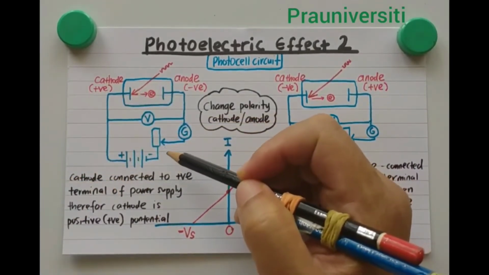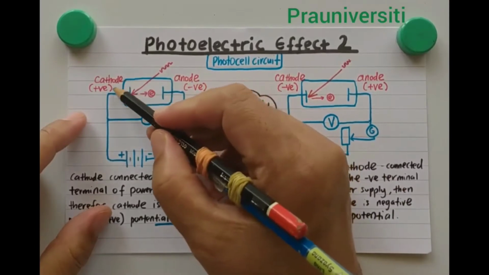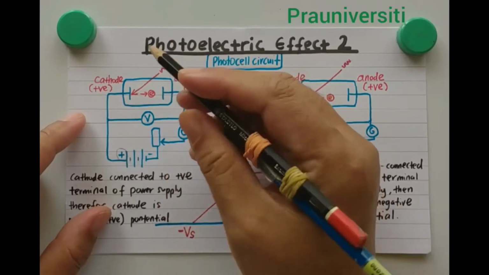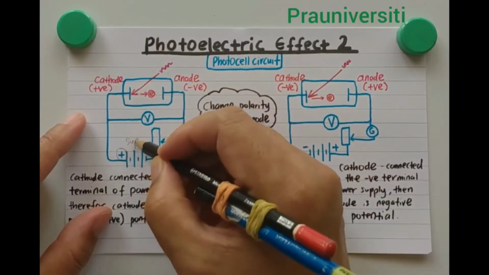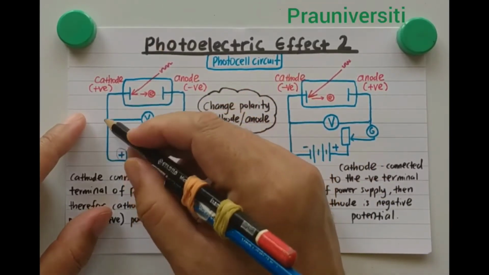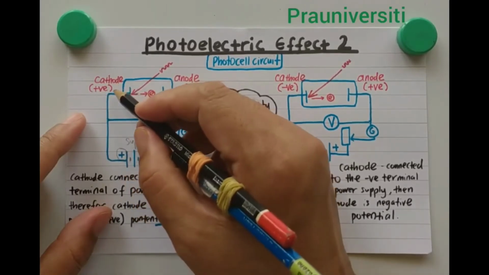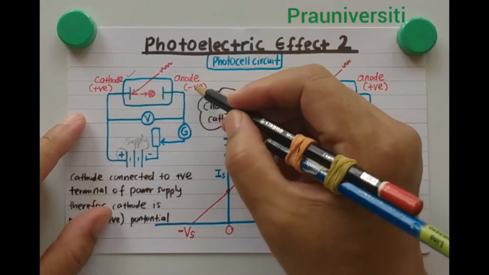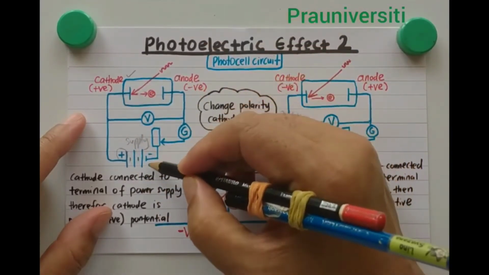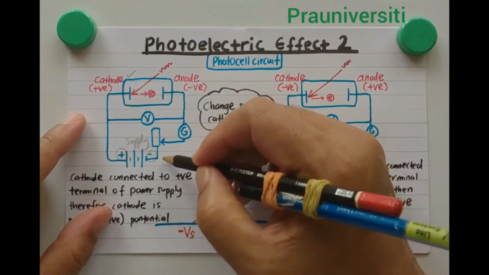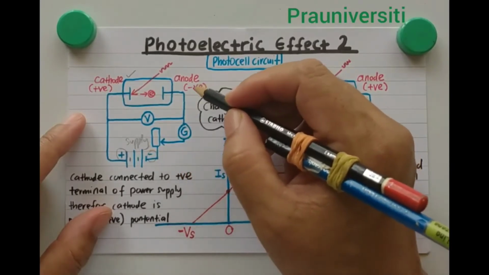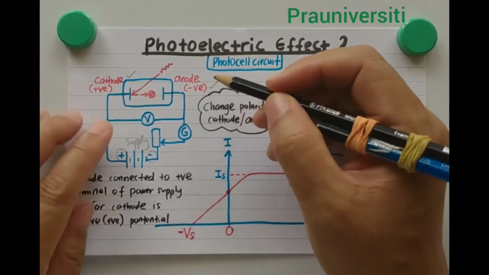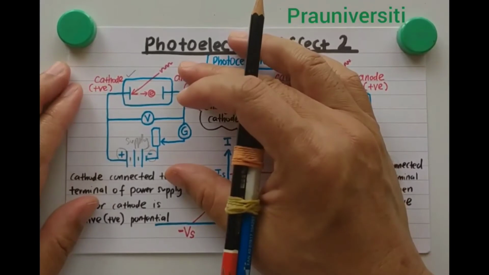So we start with the cathode. The cathode in this case is connected to the positive terminal of the power supply, so the cathode is a positive potential. Then the anode is connected to the negative terminal of the power supply, so that means the anode is a negative potential. That's for the first circuit.